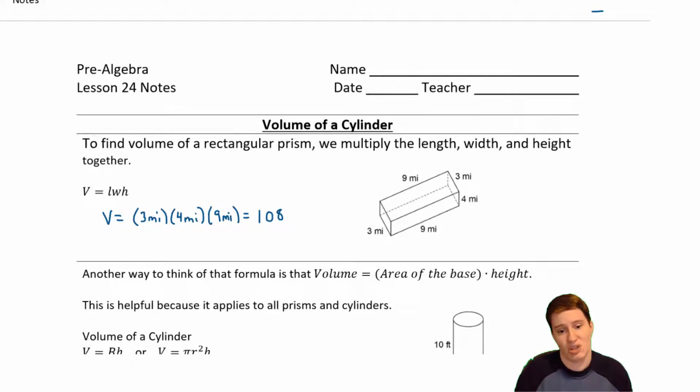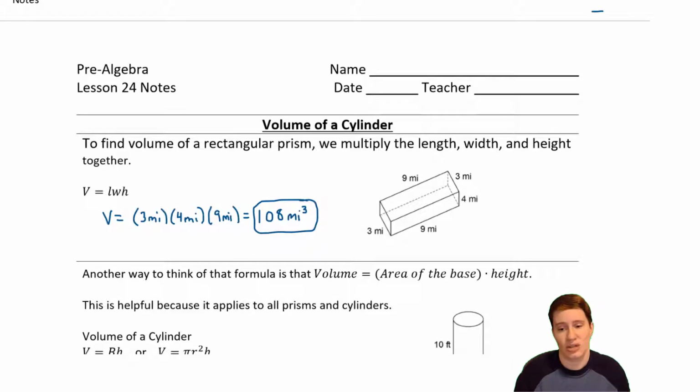So we take this miles and we put a cube after it, so miles to the 3rd power, to show that inside of this rather large rectangular prism, we could fit 108 cubic miles inside it, which is a lot of cubic miles, a lot of volume. So that's kind of a base reminder of volume, and that's one way to write our volume formula.